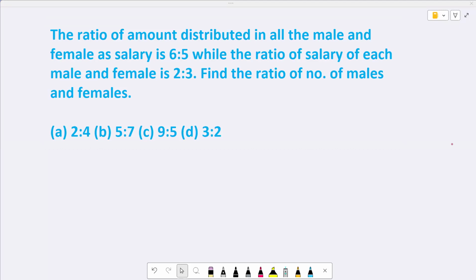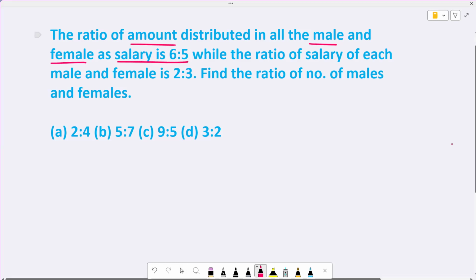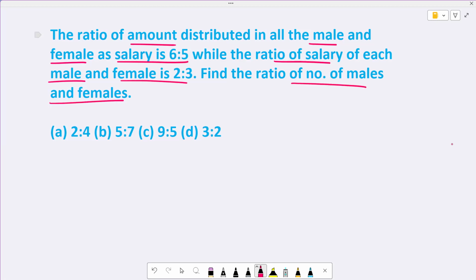So the second question for today says the ratio of amount distributed in all the male and female as salary is 6:5, while the ratio of salary of each male and female is 2:3. Find the ratio of number of males and females.